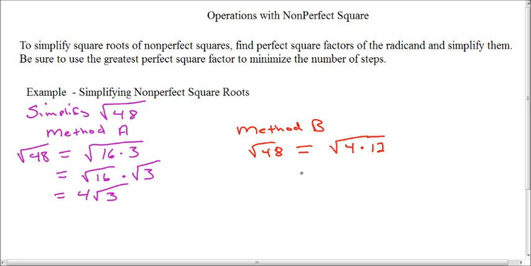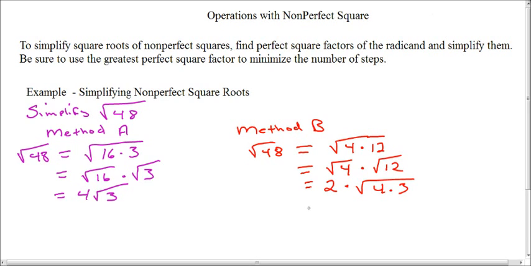So now I can take them out. Square root of 4, it's a perfect square, times the square root of 12. Okay, so the square root of 4 we know is 2. Now I'm looking at 12 and I'm thinking, what are the factors of 12? 12 times 1, 6 times 2, 4 times 3. So that tells me that I can take 4 times 3 out of 12.